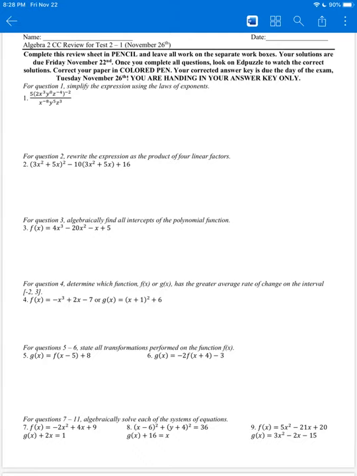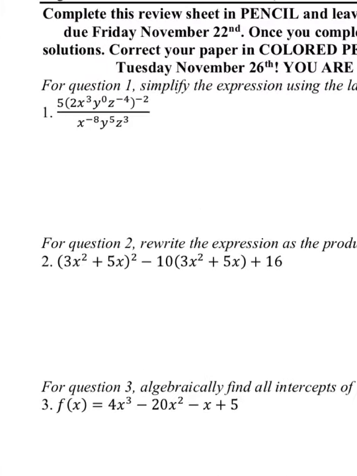Alright guys, this is your first review for the second quarter, so starting kind of fresh. For number 1, we have those exponents again. So you raise everything that's in the parentheses in the top to the negative second power. So this is going to turn into 5 times 2 to the negative second. You're not going to actually do that yet.